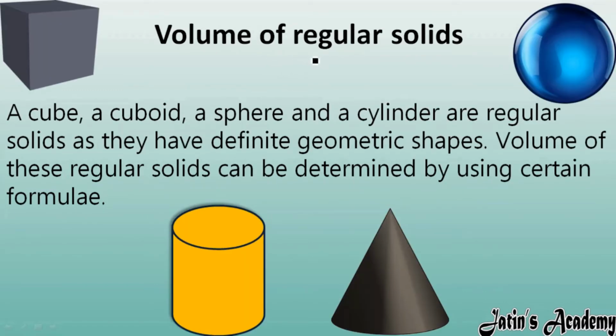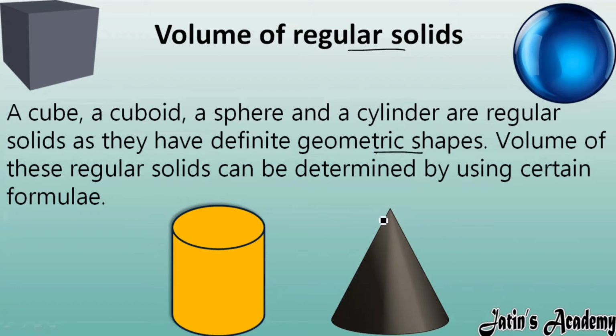And next we have volume of regular solids. So how to measure the volume of regular solids, and what are regular solids? Now we are going to study that. A cube, cuboid, sphere and cylinder are regular solids. Whatever things we see in our surroundings that have a fixed length, fixed height, or fixed diameter or radius, all those solids are known as regular solids. For example, cube, cuboid, sphere, cylinder are all regular solids as they have a definite geometric shape.